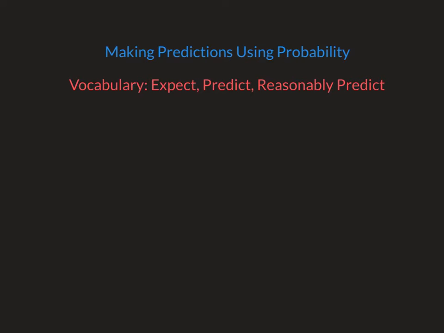Now, let's talk about first some vocabulary that you might see. You will not always see these words, but when you see things like expect, like what can we expect, or predict, or reasonably predict, or prediction, or anything along those lines, you are going to be setting up a proportion. Okay, remember, a proportion is just a line, equal sign, and a line.